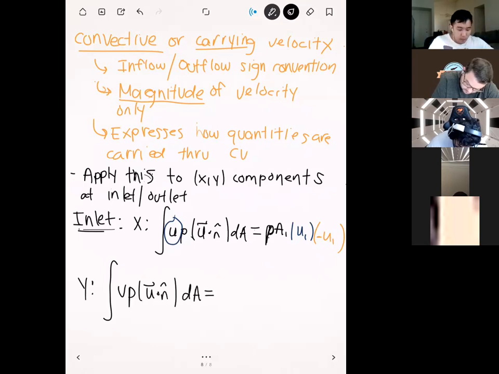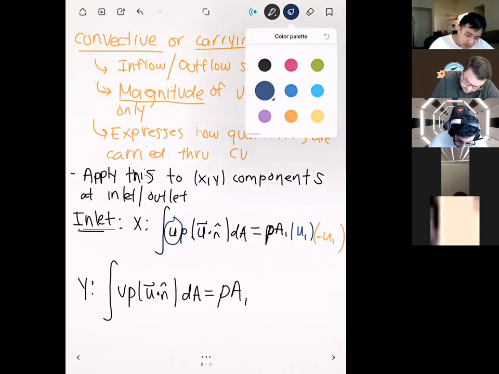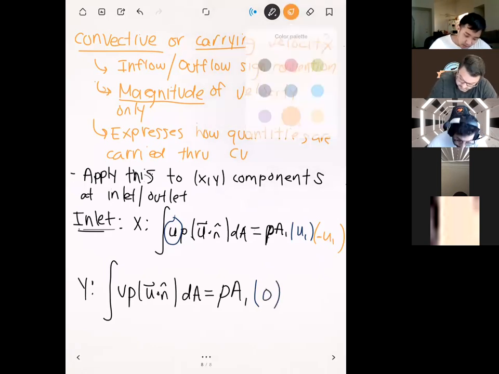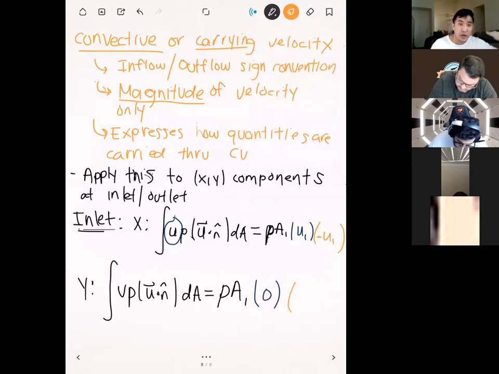For the Y component, we have density times area, just like we did before. Next, let's write the component velocity. What's the Y component of the velocity at the inlet? At the inlet, we have a velocity that's purely horizontal, so there's no vertical component at all. And so for the Y component, we're just going to put 0. And then our carrying velocities here are going to be the same, because for the carrying velocity, we have the magnitude of the velocity, which is U1, and we have a minus U1 because it's the inlet.